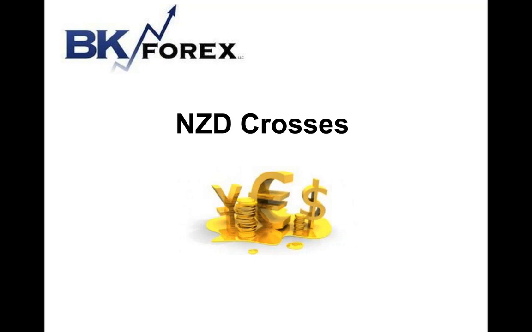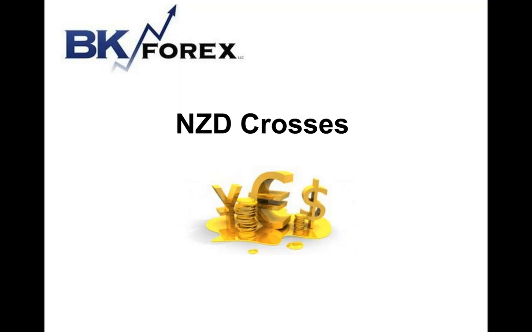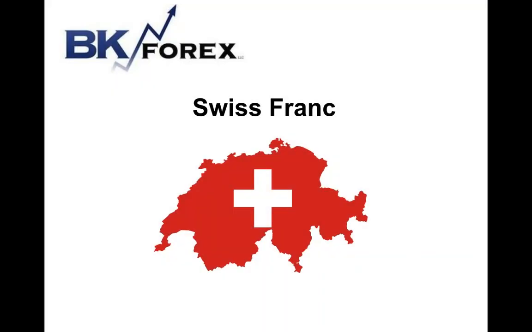Amongst the crosses, the Kiwi yen, of course, a big yield currency, big carry currency, is very much in play. But also Euro Kiwi and Pound Kiwi, those tend to be, ironically enough, very, very big moving currencies. And I'll talk to you a little bit about those just at the end of this presentation. Now, I'm going to finish this presentation.